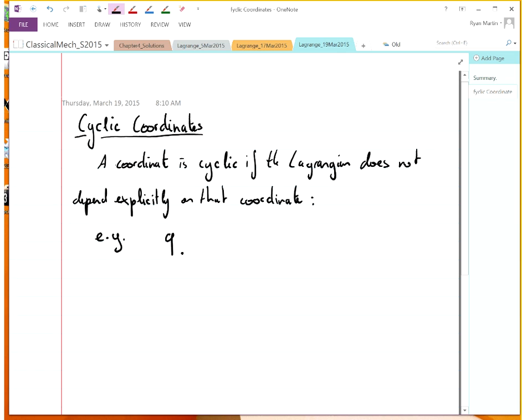So the coordinate q_j is cyclic if ∂L/∂q_j equals 0. Again, you should be getting a flavor of this: every time we say something doesn't depend explicitly on something, we literally mean that the partial derivative with respect to that thing is 0. That's what it means to not depend explicitly. So that's the definition of cyclic.